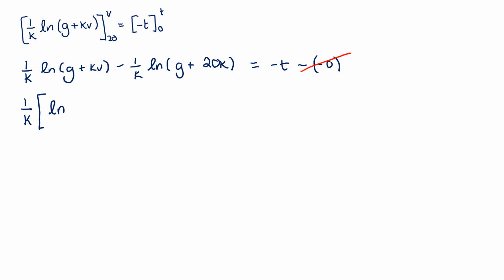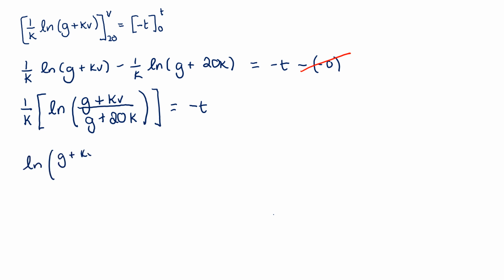For the natural log subtracting, we can use the laws of logs. Taking two logs away, we can instead write that as a fraction, g plus kv over g plus 20k. I like to write this as a single log, because as soon as you have a log equation, you're trying to get one single log on its own so you can then convert it. So that gives us minus t. Bring that k across: g plus kv all over g plus 20k becomes minus kt.